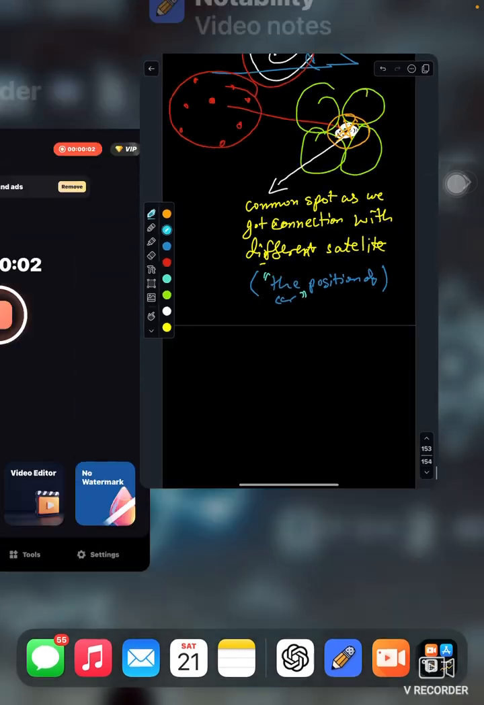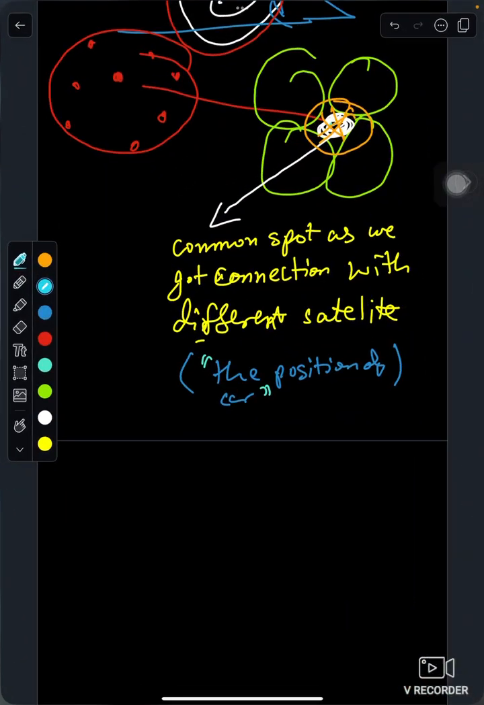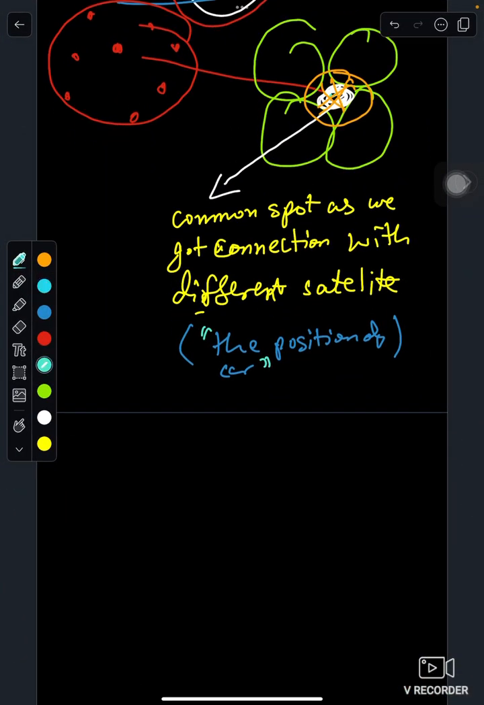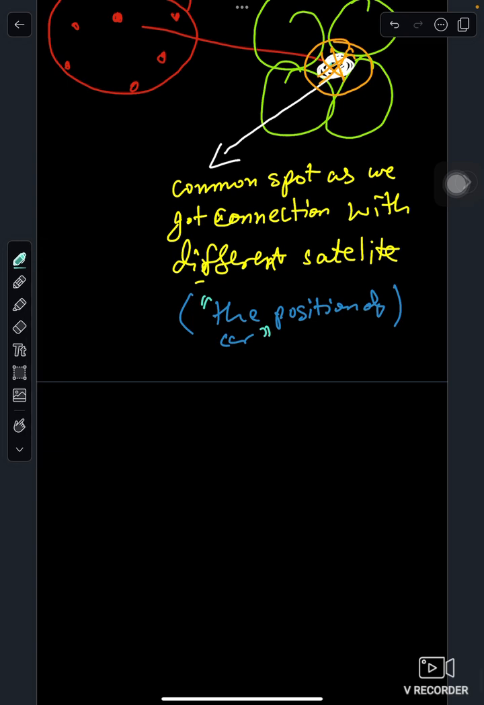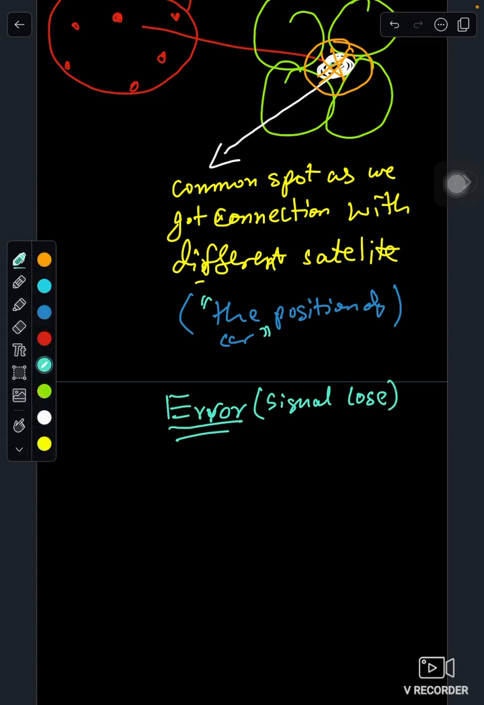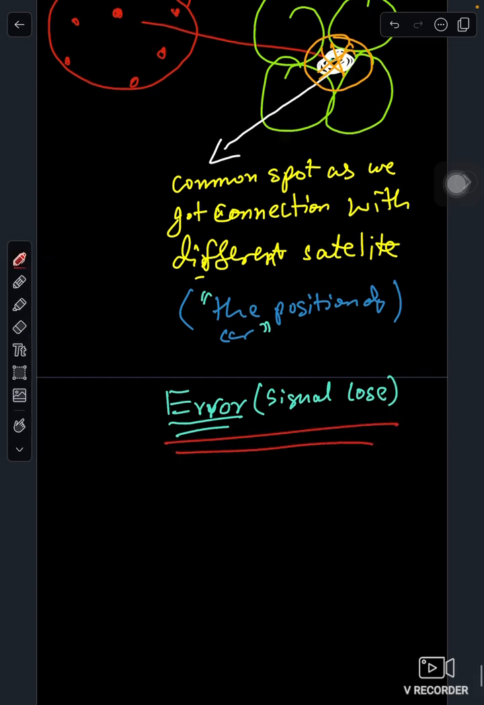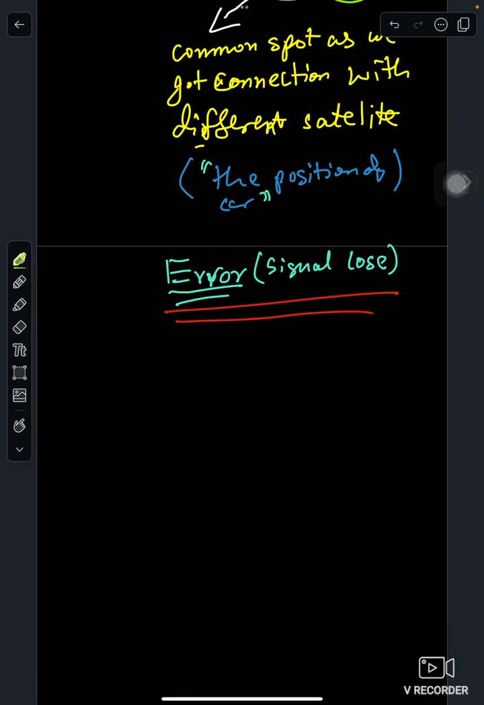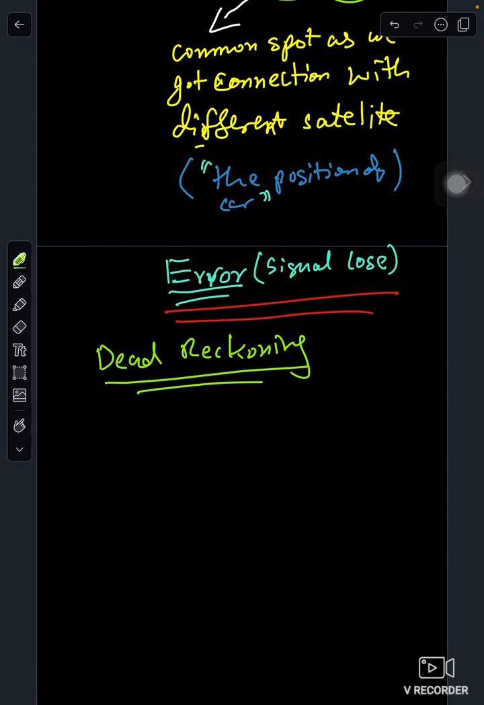But even if we know how to do this, let's suppose we go inside. Let's name the next topic error: signal loss, because we can lose signal. So what could be done? What we can do if we have signal loss is use dead reckoning. This is what sailors used to do in old times.